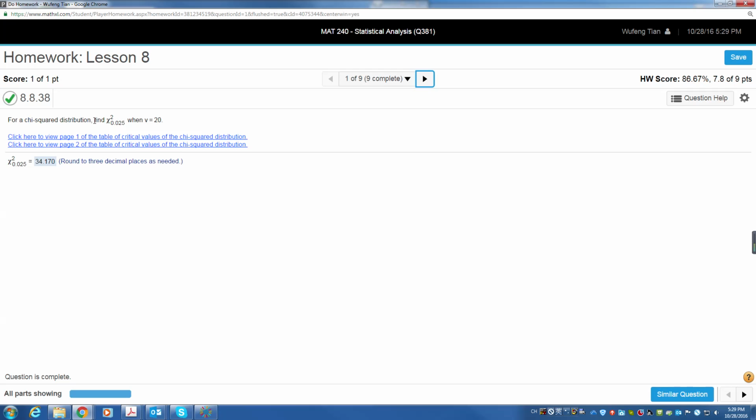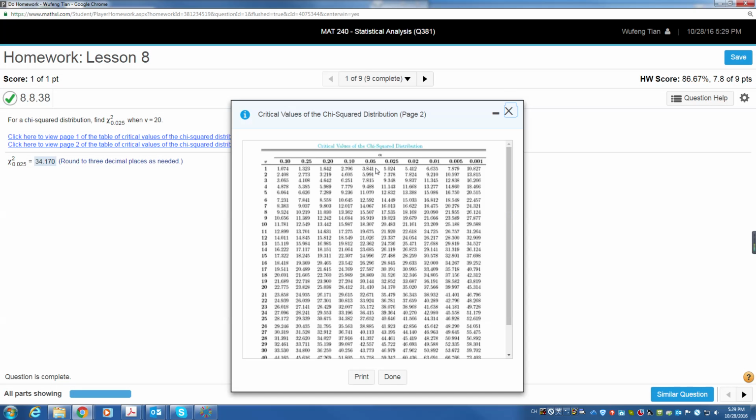The first question: find a chi-square when v equals 20, 0.0025. You can look at the second table. You go down to v equals 20, so it's 34.170. This column going down to 20 is this one.